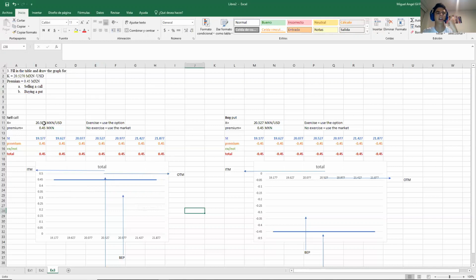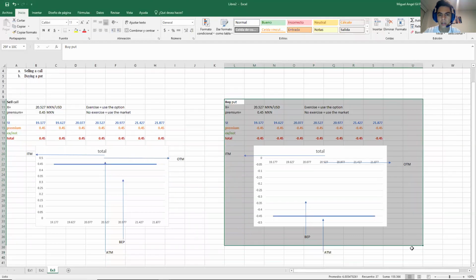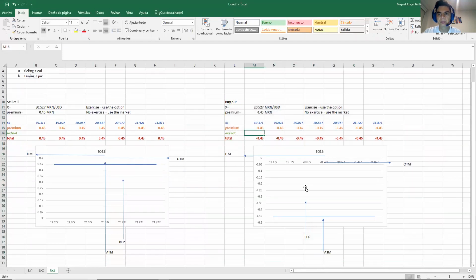And we have a strike of 20.527 pesos per dollar, a premium of 0.45, and we have two cases, one when we sell a call and another one when we buy a put. I think it's better if we start with this one when we buy a put because I think it's simpler when we buy an option and it's more common also. So let's begin with this one.